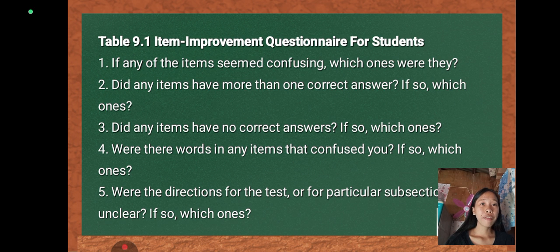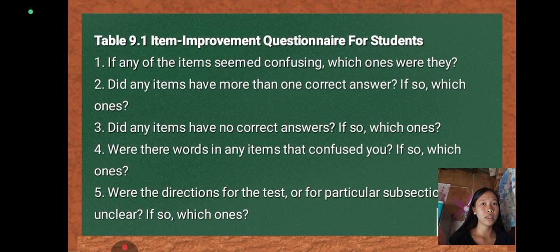Number 1, if any of the items seemed confusing, which ones were they? Number 2, did any items have more than one correct answer? If so, which ones were they? Number 3, did any items have no correct answer? If so, which ones? Number 4, were there words in any items that confused you? If so, which ones? Number 5, were the directions for this test or for particular subsections unclear? If so, which ones? So these 5 questions are examples of an item improvement questionnaire for the students.